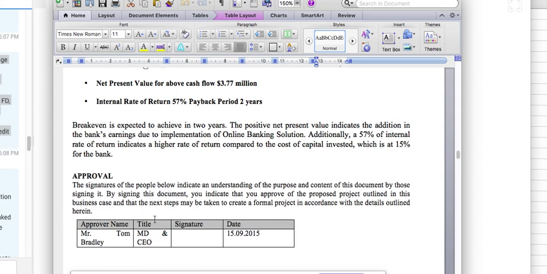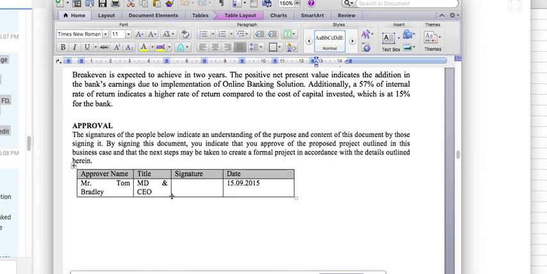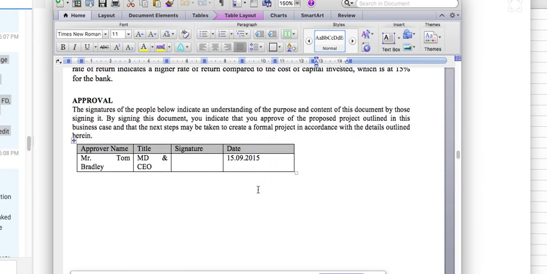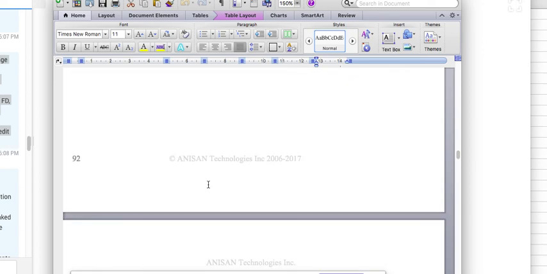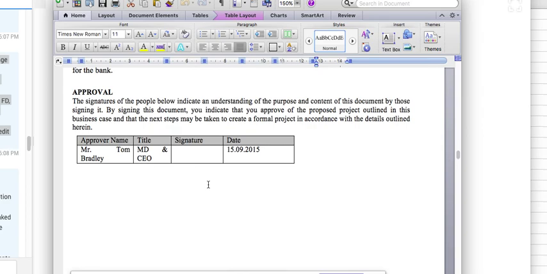Then there are approvals mentioned here, name of the person and his title and signature. Sometimes they may not sign, but they can just send you an email and say approved. Okay, so this is basically your vision and scope document.